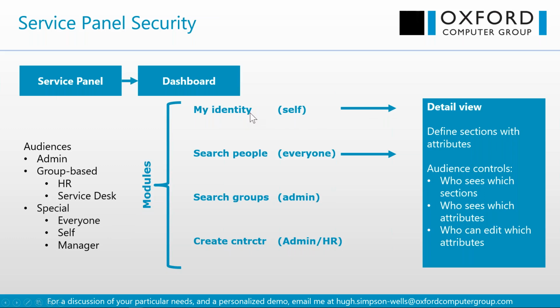If we choose to go from my identity or from searching people, we can go into a detailed view in which we see far more information about the user in question. And there will be different sections with different attributes, and the audience feature will control who sees which sections, who sees which attributes within those sections, and who can edit those attributes. So there's nothing complicated about it.